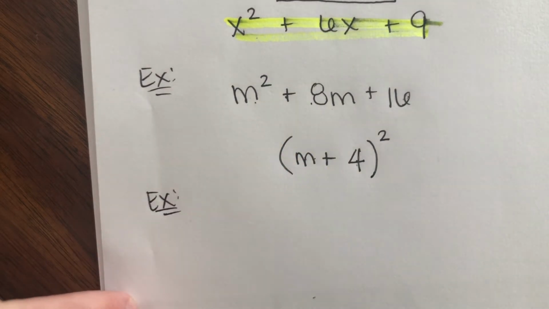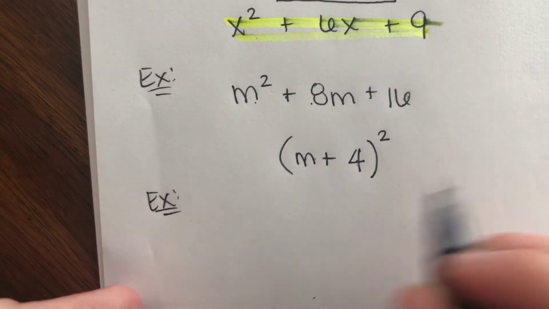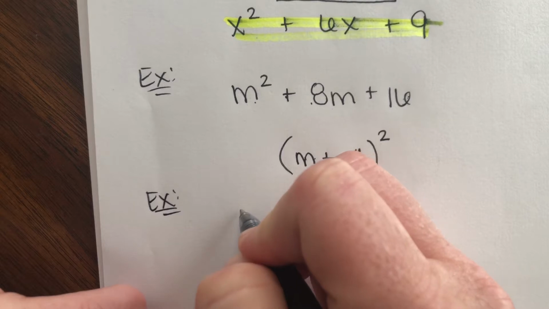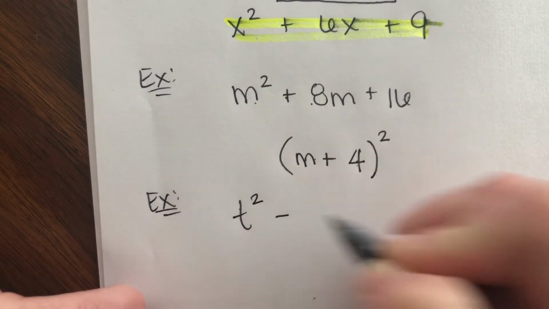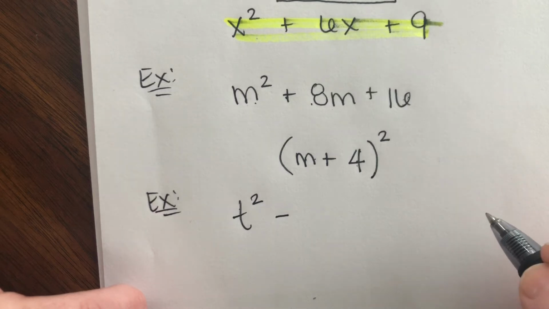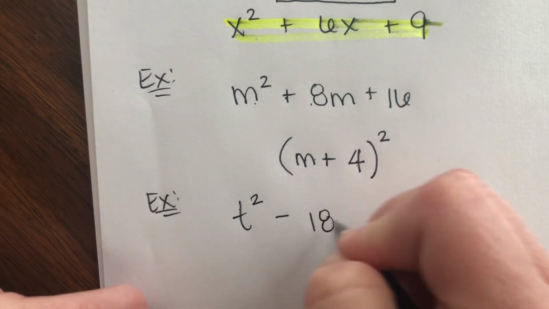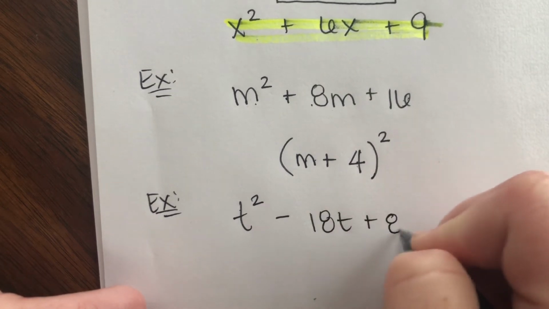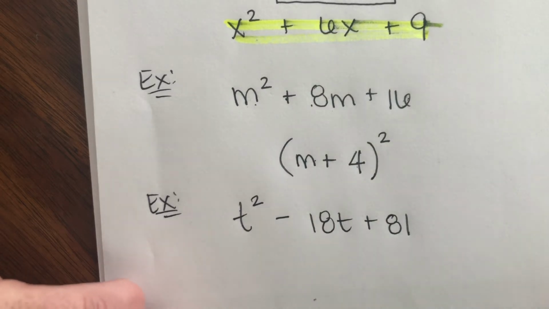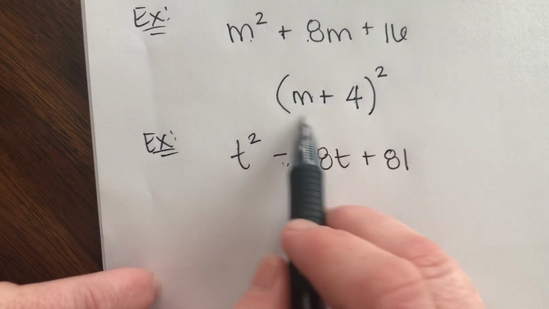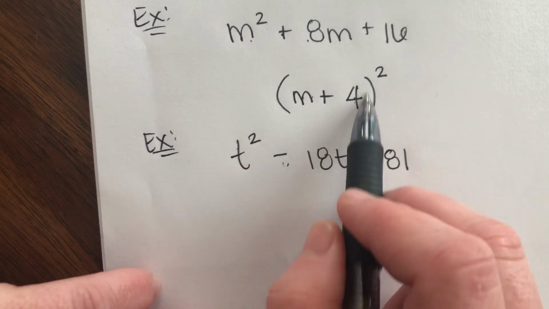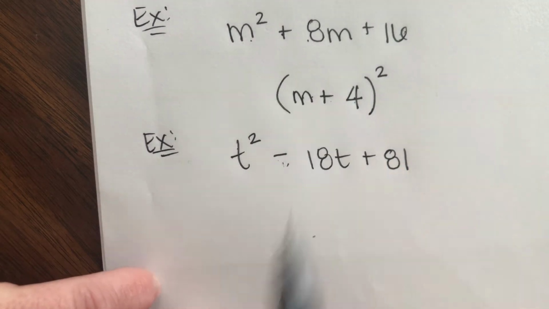We're about to do a whole lot more. I just want to talk through it slowly to make sure you understand. Let's say we have, I don't know, t squared minus 18t plus 81. Okay, so now we've got this minus sign. All this tells us is that when we come up with our binomial here, our squared binomial, it's going to have a minus sign here.